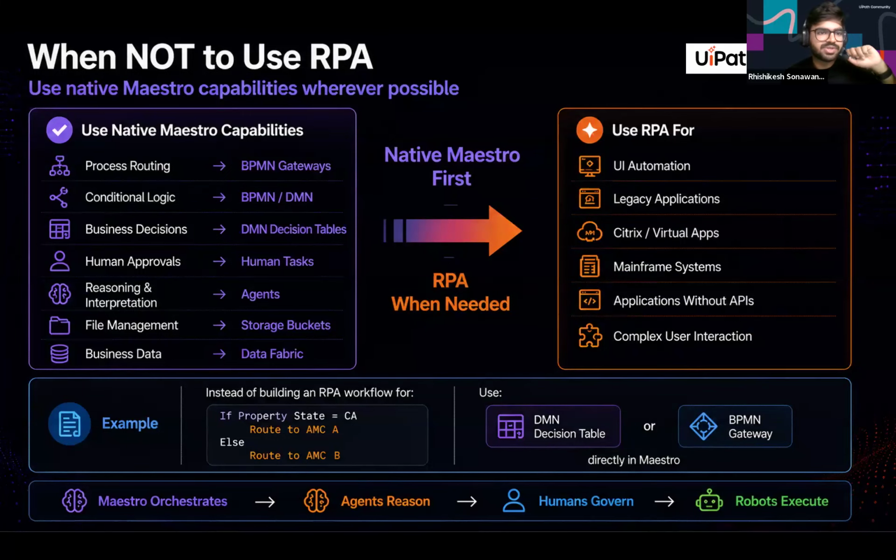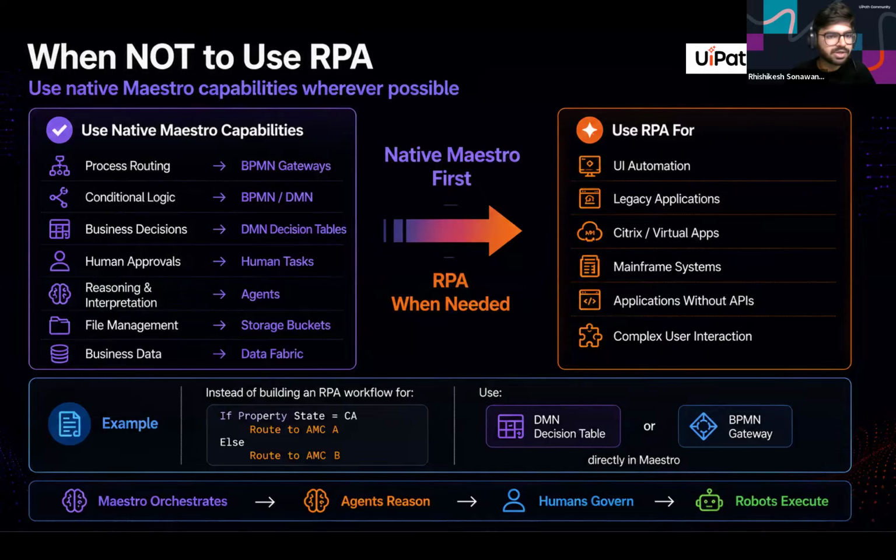Okay, yes, we were on when not to use RPA. So we have native Maestro capabilities, and these capabilities are really helpful. We don't need RPA everywhere. If you need any kind of process routing, and you need to make sure that your process follows a certain way, then there is no need to put in multiple if-else or bring in RPA there. We have our BPMN gateways, right? If we have conditional logic, we can use BPMN, or for business decisions, we can use DMN. We have business rules.